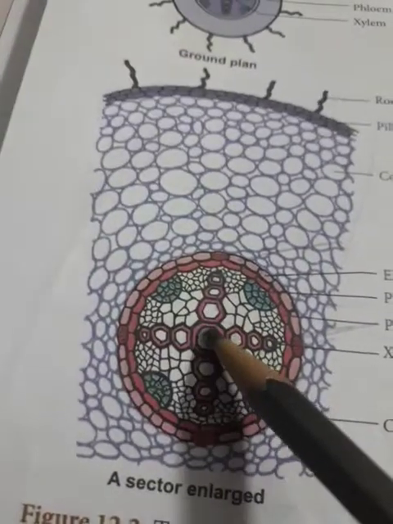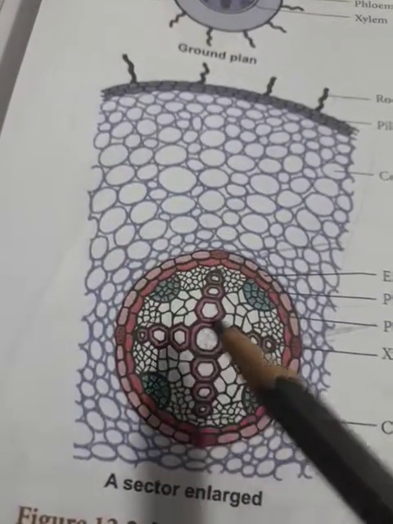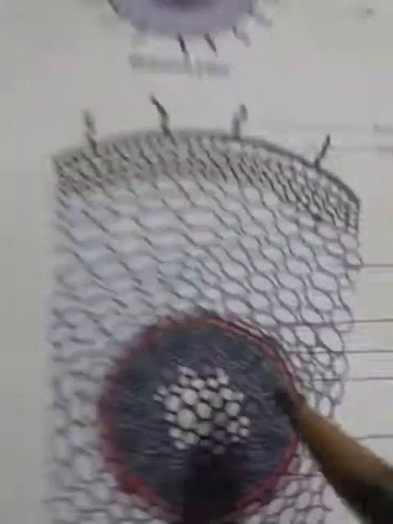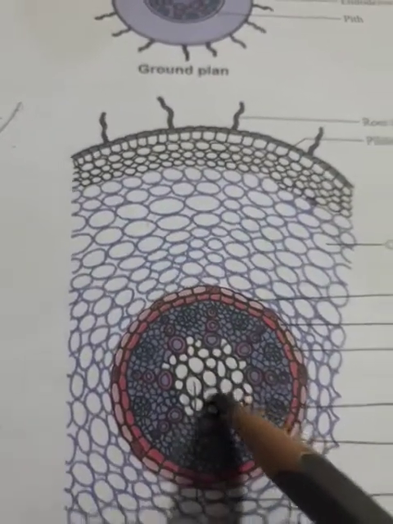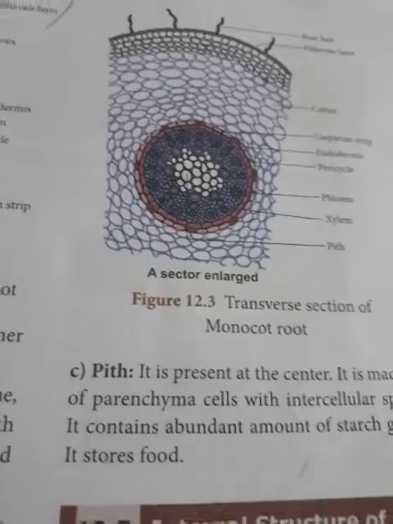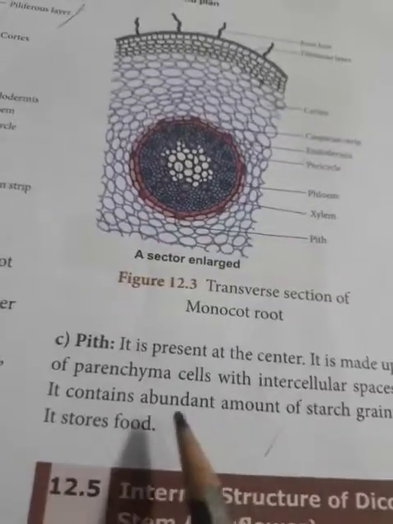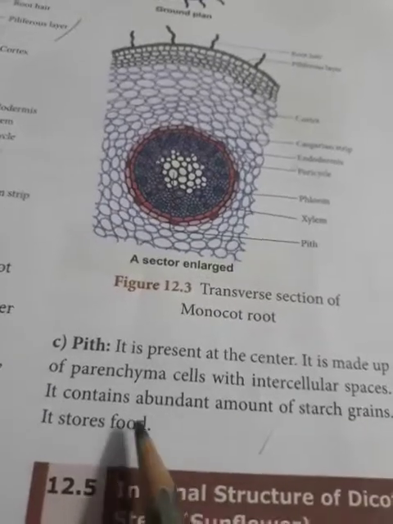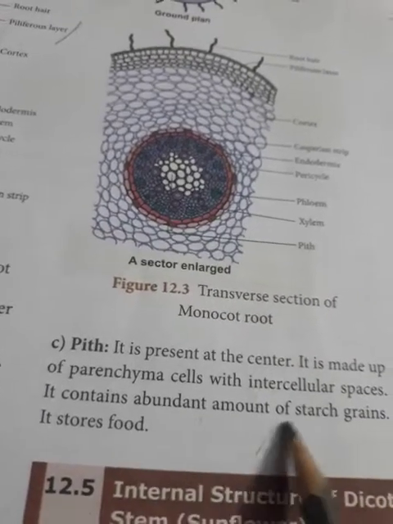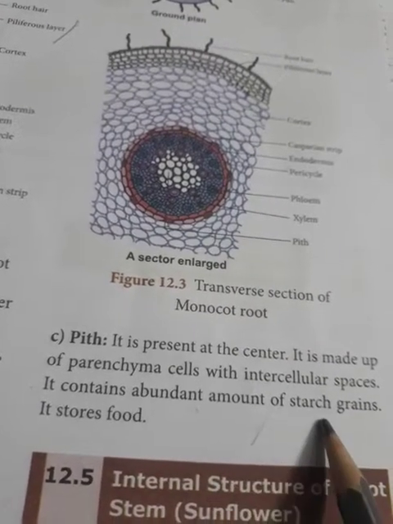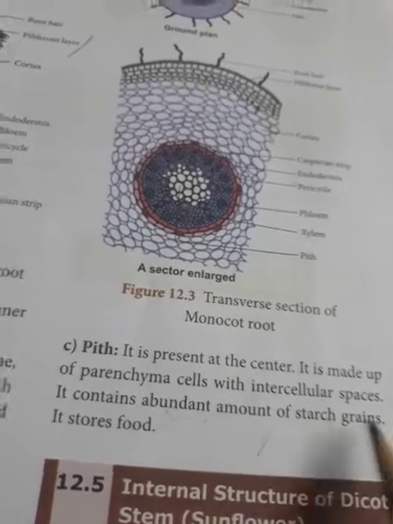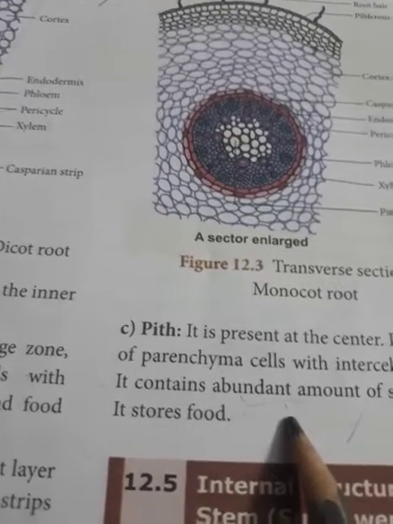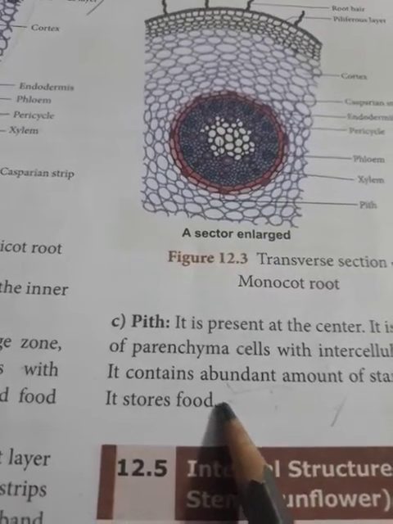Pith is present in the center. In dicot, it is not there. Young condition will be present, but in old root, pith is absent. But if you see monocot root, thin wall parenchymatous cells are there. This is the pith. So in case of monocot root, pith will be present in the center. It is made up of parenchymatous cells with a lot of intercellular spaces. It contains a large amount of starch grains. It stores food. That is the end of this part. Okay, thank you children.